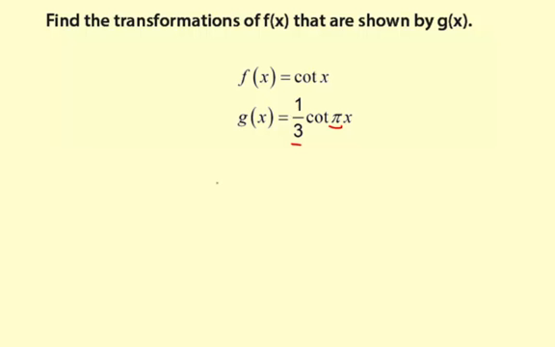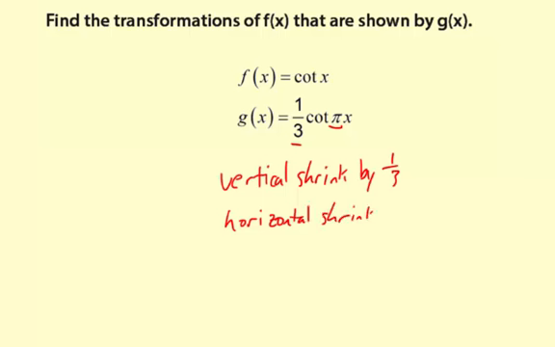What the 1/3 does is it does a vertical shrink by 1/3. Okay. Now what this pi does, because pi is greater than 1, it's a horizontal shrink by 1/pi. And that's it. So let's get the calculator.